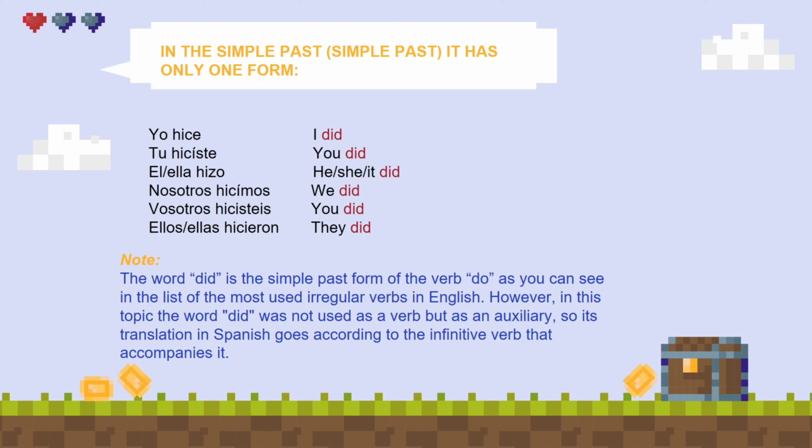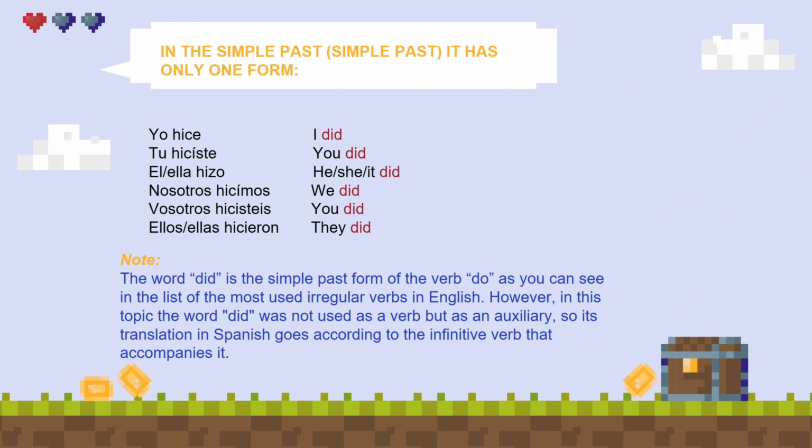Yo hice. I did. Tú hiciste. You did. Él, ella hizo. He, she, it did. Nosotros hicimos. We did. Vosotros hicisteis. You did. Ellos, ellas hicieron. They did. Note: the word did is the simple past form of the verb do.